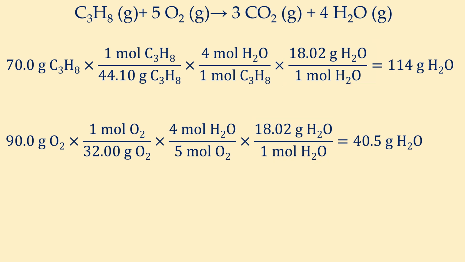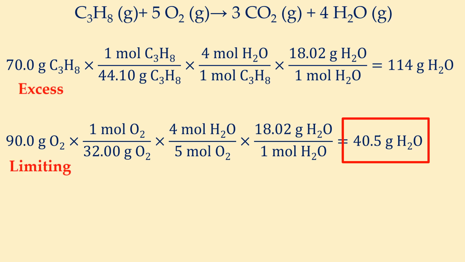Here, oxygen gas yields the lowest amount of product. Therefore, oxygen gas is the limiting reactant and propane is the excess reactant. Notice that the reactant with the larger mass is limiting and runs out. You cannot determine the limiting reactant from the initial masses because the limiting reactant is dependent on the mole ratios.